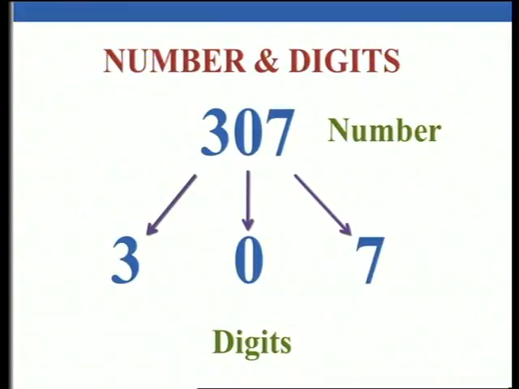Sir, what previous knowledge is required for this? For this, they should clearly understand the difference between number and digit. Please tell us the difference between them, sir. Exactly. Now, you can see the slide. There is a number 307, which is formed by using the digits 3, 0 and 7. In general, any number is formed using one or more digits from 0 to 9.